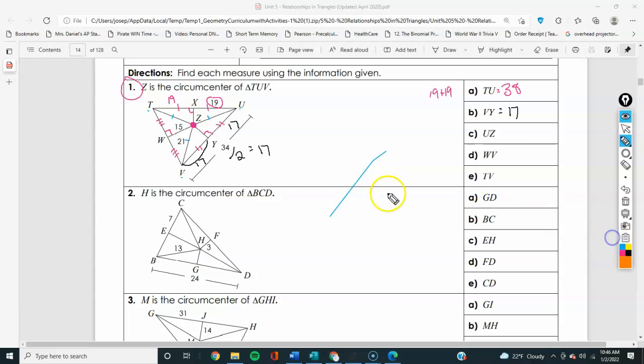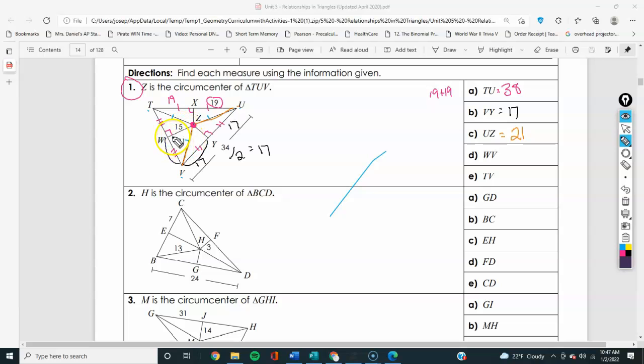Yellow. Why would I be yellow? And what about UZ? Well, UZ is congruent to VZ, right? So that's 21. That would be 21. And nextly, WV, right? WV. Gee, how am I going to find WV?